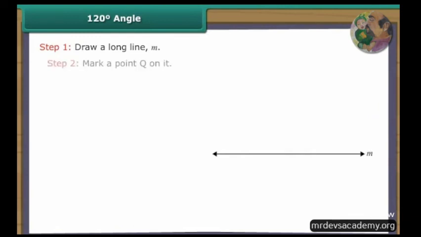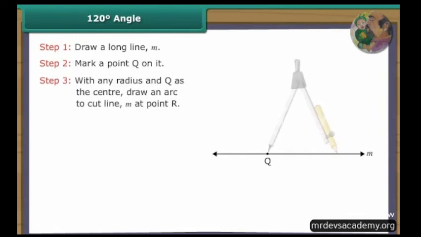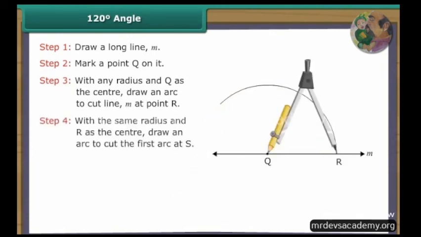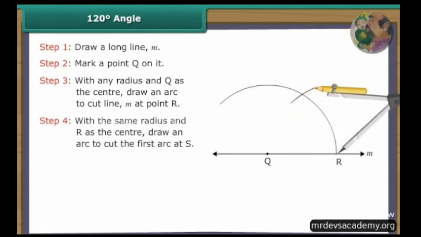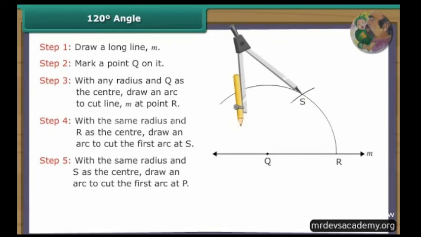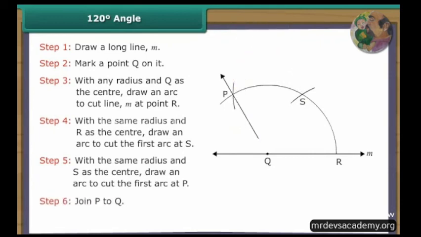Construction of 120-degree angle. Draw a long line M. Mark a point Q. With any radius and Q as the center, draw an arc to cut line M at point R. With the same radius and R as the center, draw an arc to cut the first arc at S. With the same radius and S as the center, draw an arc to cut the first arc at P. Join P to Q. Angle PQR is formed.